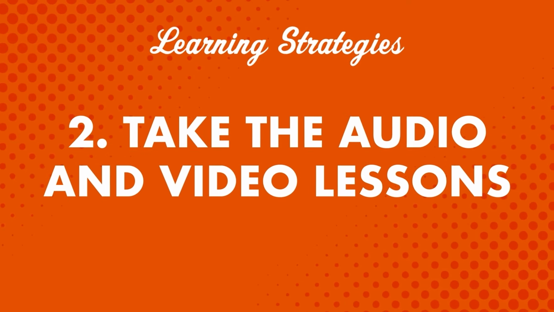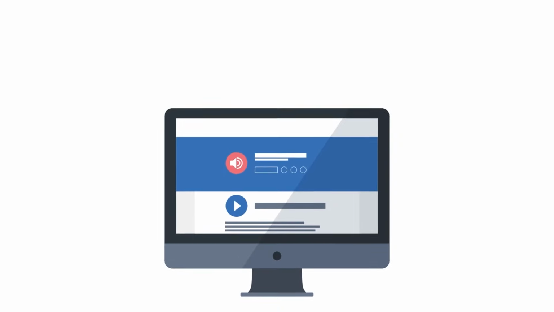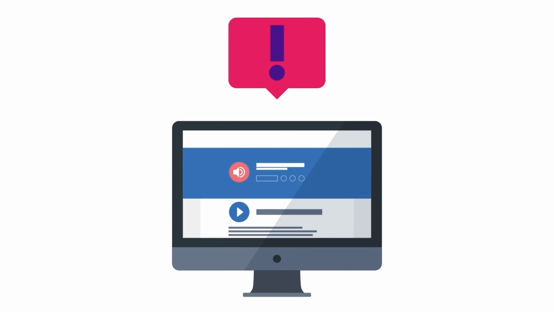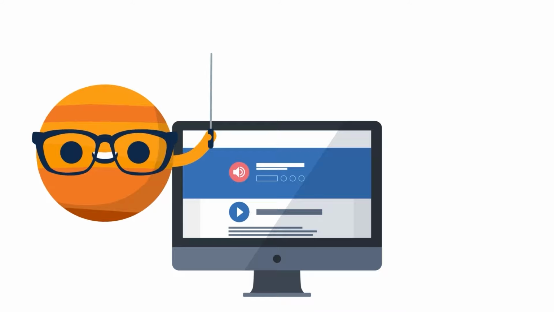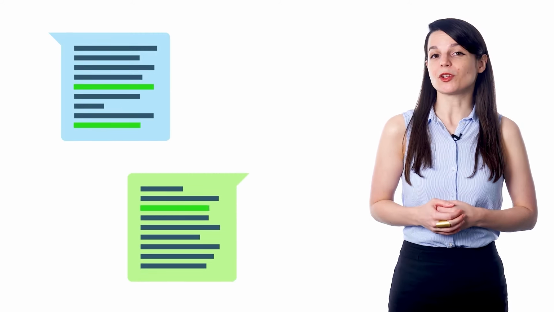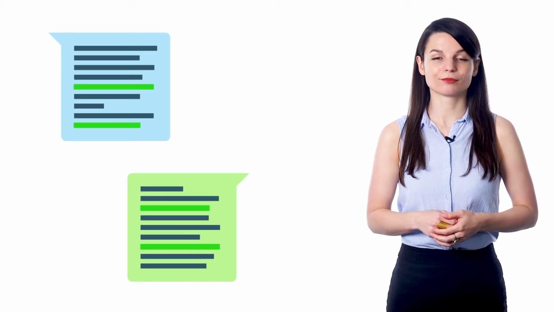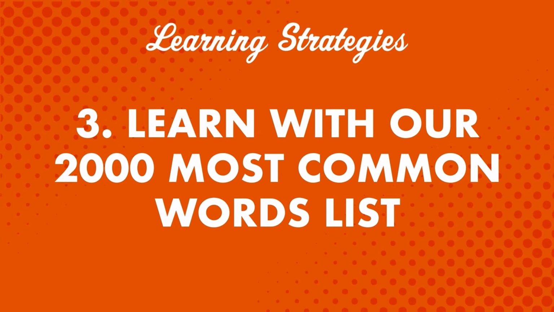Number 2, take the audio and video lessons. One of the best ways to learn new words is by hearing and using them in conversations. This is because it gives you the opportunity to understand how the words are actually used. In every lesson dialogue, you'll likely come across some words you don't know. But don't worry, because our teachers translate everything. When you hear the conversation again at the end of the lesson, you'll be familiar with the words you didn't know at first.